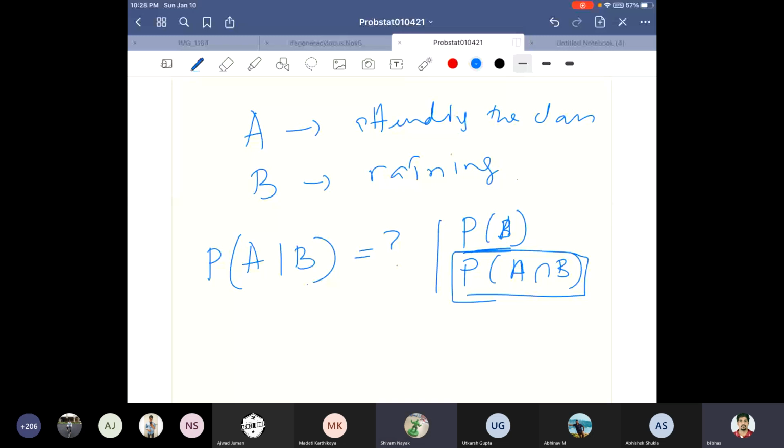Sir, what is the difference between the probability of A given B and the probability of A intersection B in this particular context? Attending the class and it is raining, this is A intersection B. Both are happening at the same time. And A given B means, given that it is raining, what is the probability that you will attend the class? This is A given B.